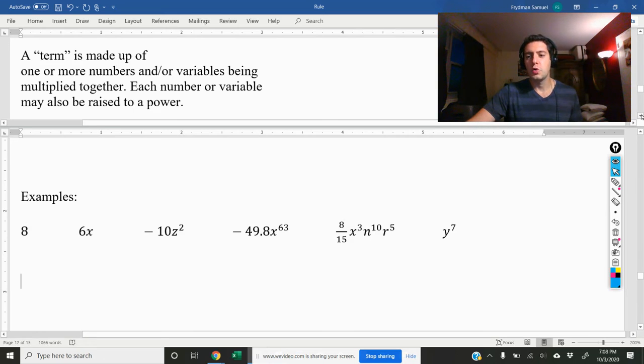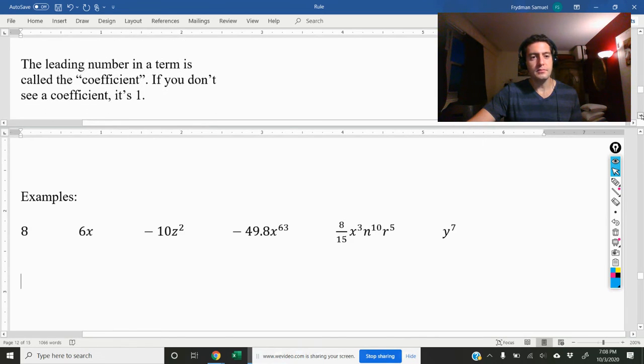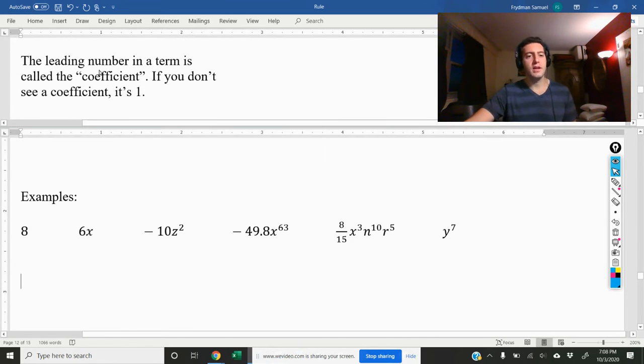Okay? So the next thing that I'll say is the leading number in a term is called the coefficient. If you don't see a coefficient, it's 1. So the coefficient here, it's kind of trivial, would just be 8. The coefficient for this term would be 6. The coefficient here would be negative 10. Here the coefficient is negative 49.8. So it's very easy. It's just the number that you see in front. Here the coefficient is 8/15. Again, it doesn't matter if it's a fraction or a decimal or whatever.